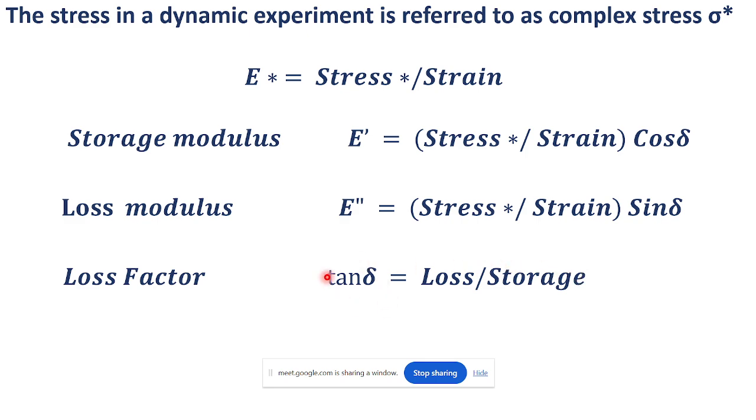That is the tan delta or loss factor, and from measuring that tan delta, you will get an idea of your glass transition. If you plot the storage modulus and loss modulus, the point where they cross each other will be the Tg value in the DMA analysis.